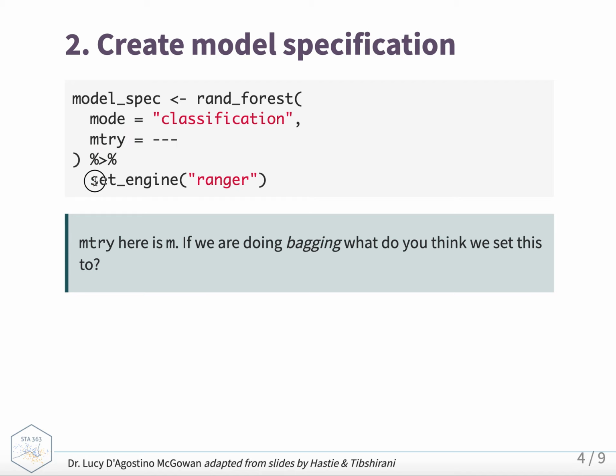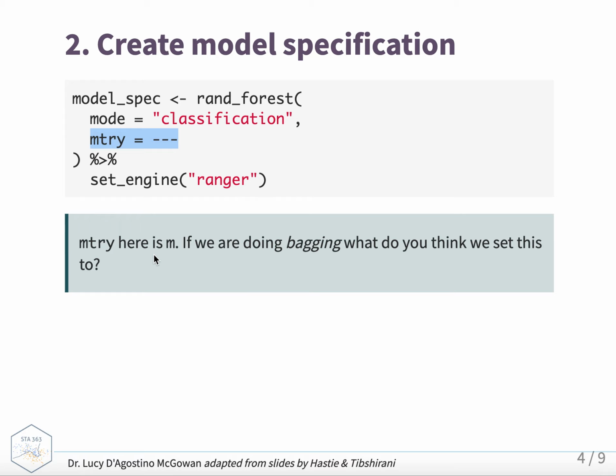And then I'm going to pipe this into a set_engine Ranger. That's because Ranger is the name of the package that we're going to use for random forest. So before we were using rpart because that's a decision tree package. Now we're using Ranger because that's a random forest package. Okay, so this mtry here is the M that we were talking about before.